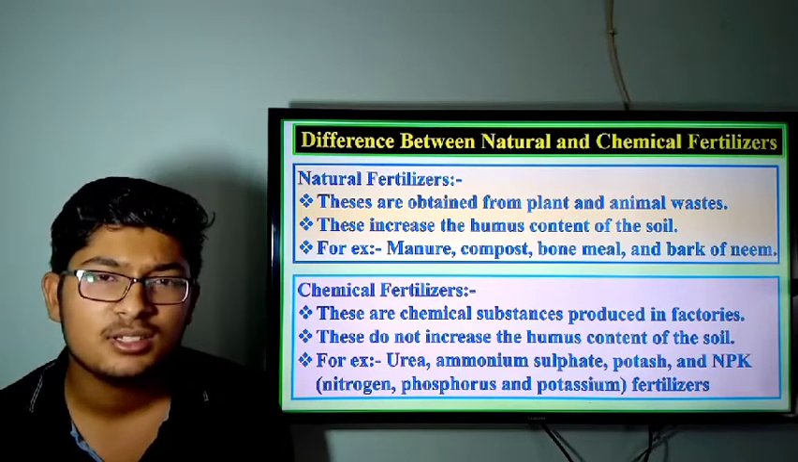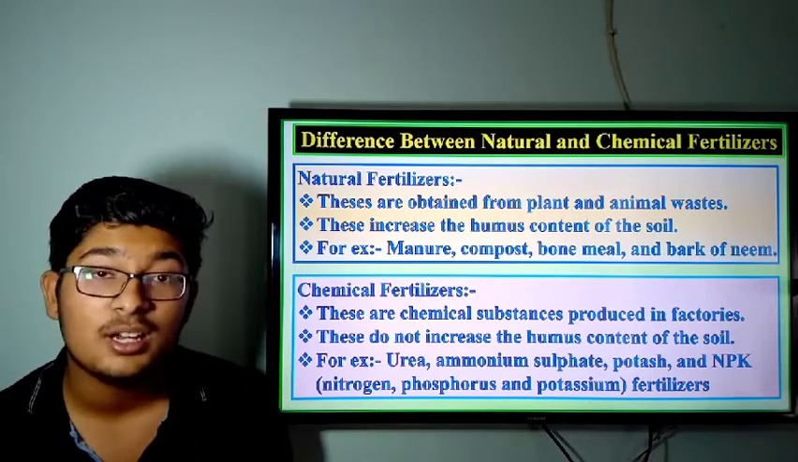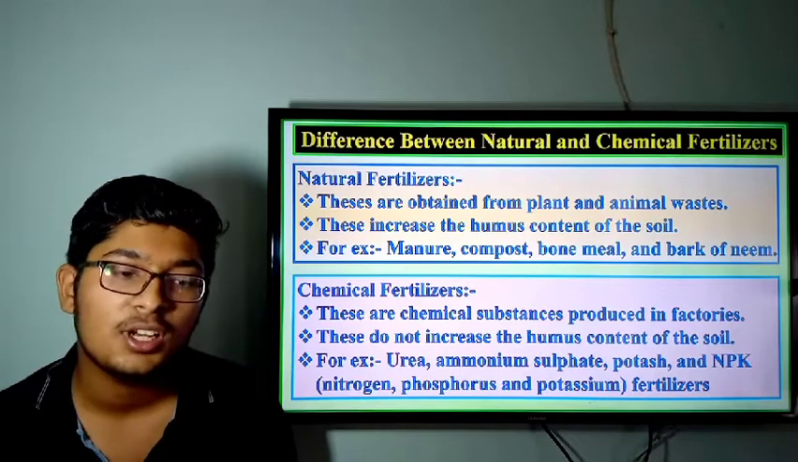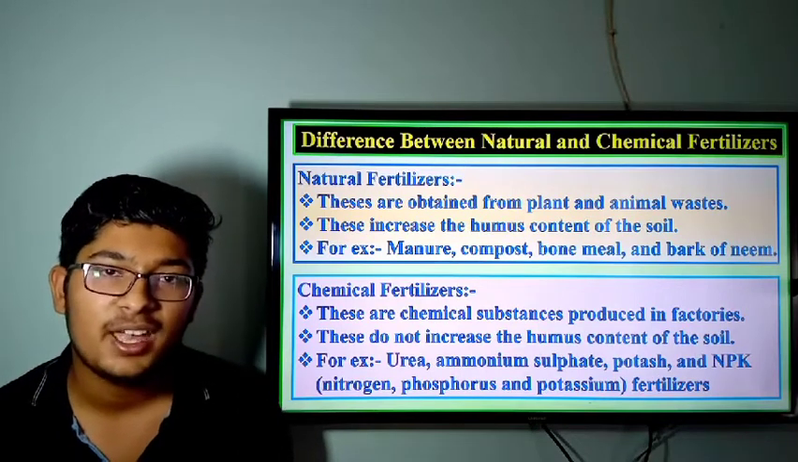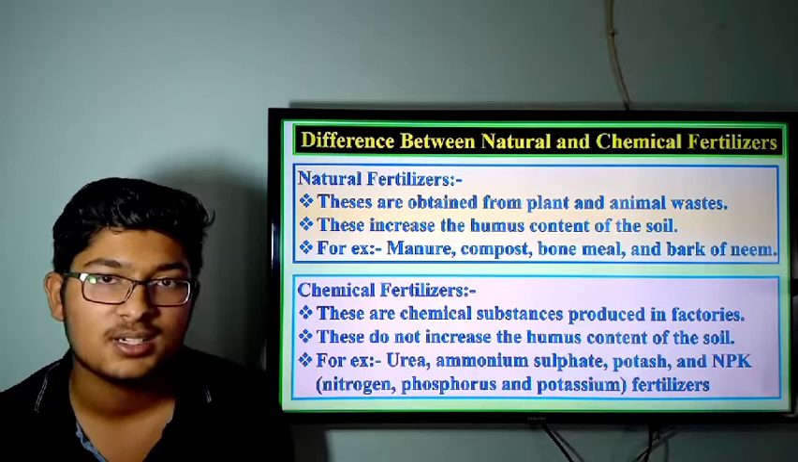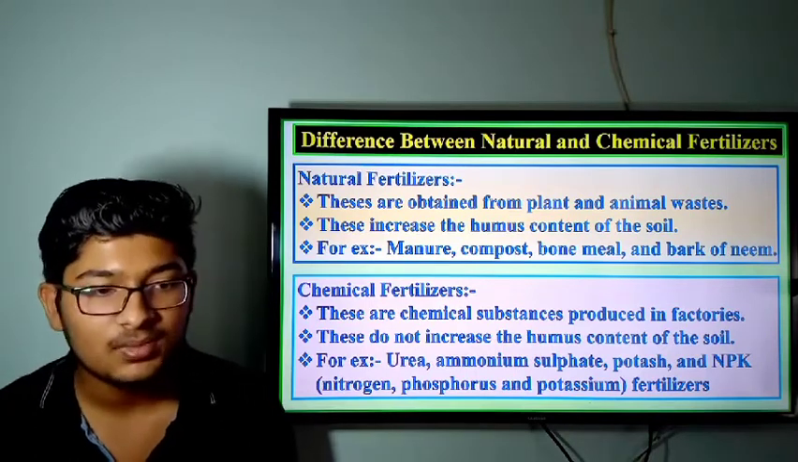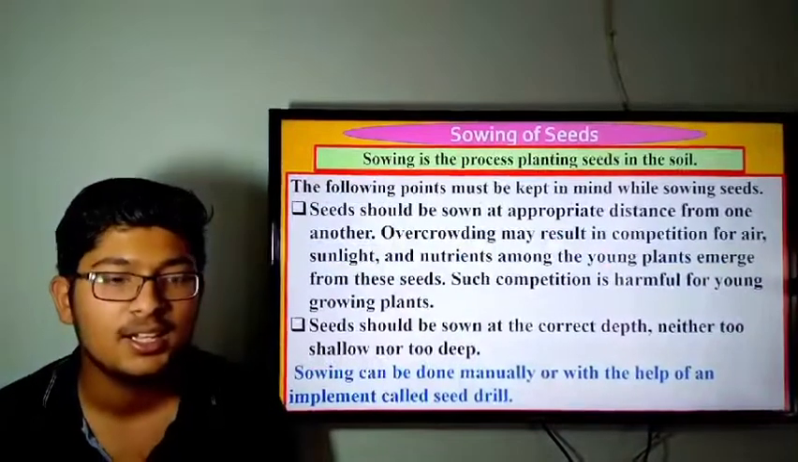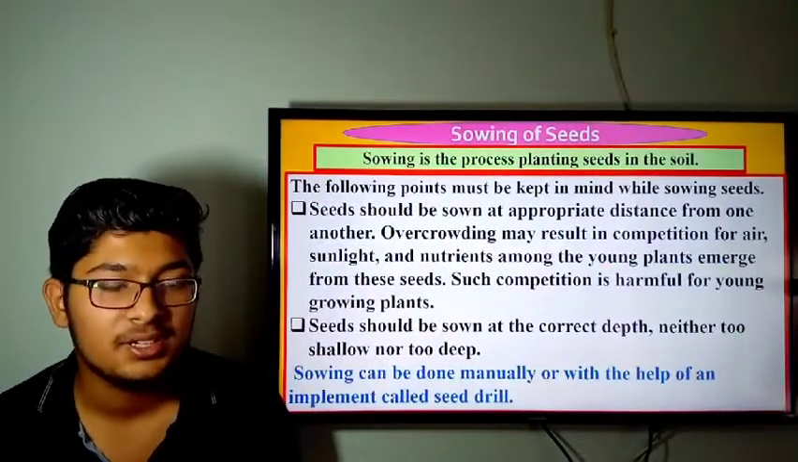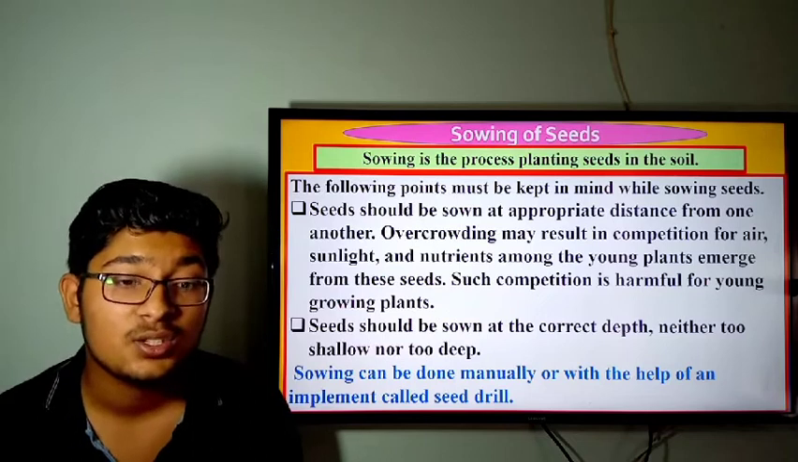NPK generally stands for nitrogen, phosphorus, and potassium. This is one of the most important and very good chemical fertilizers which the farmers use in the field. Now we'll proceed with the next slide. The next process which we have discussed is sowing of the seeds.